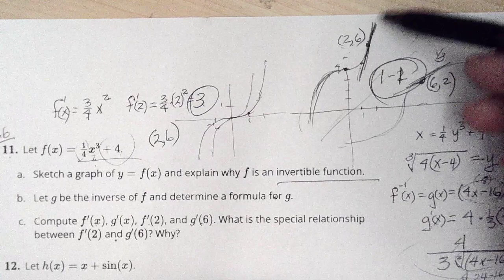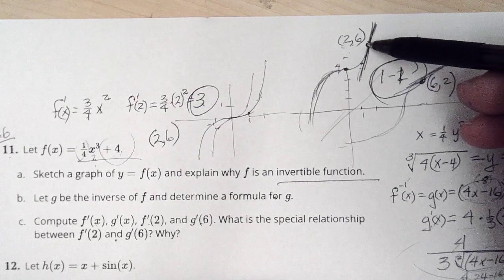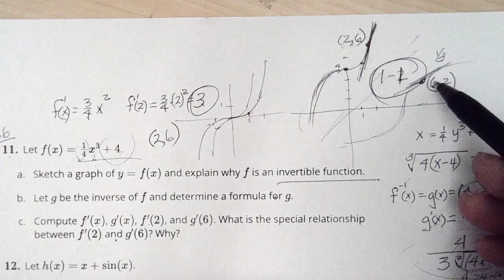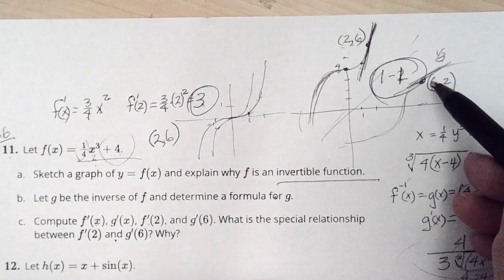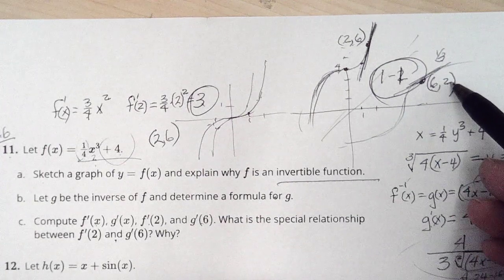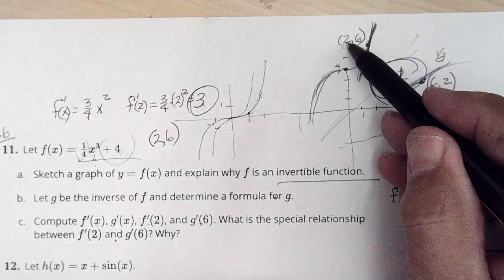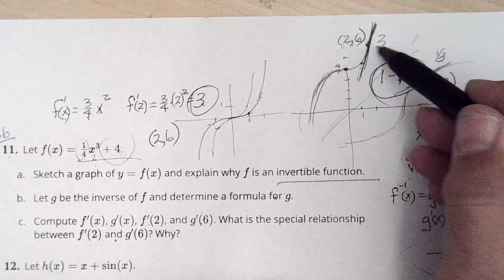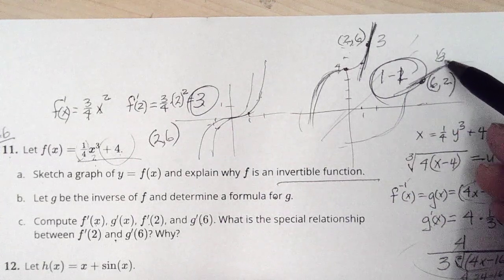So the slope at the point 2, 6 on the original is the reciprocal of the slope of the inverse at 6, 2. At 2 on this one, at 6 on this one, slope goes from 3 to 1/3. Okay.